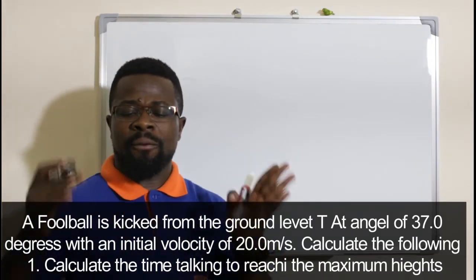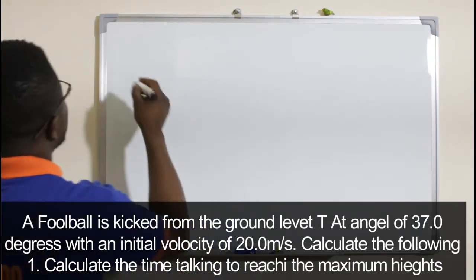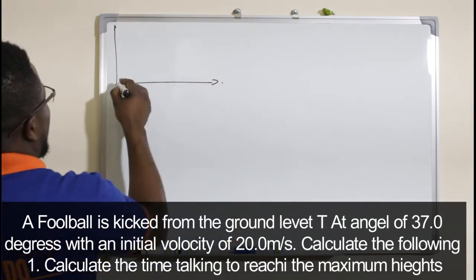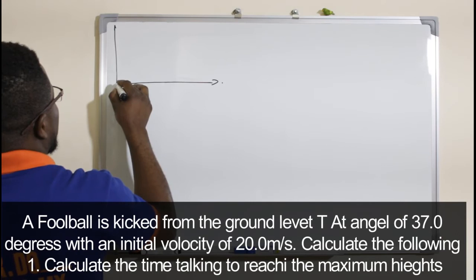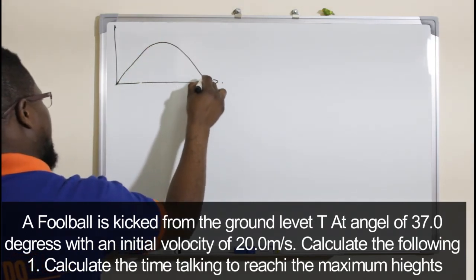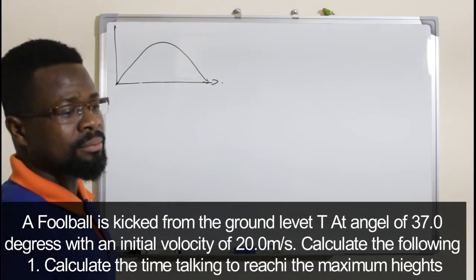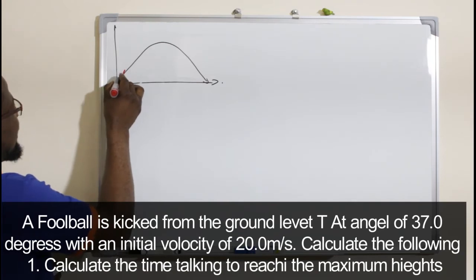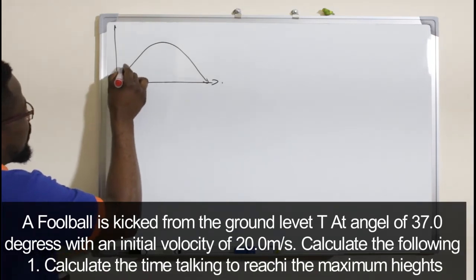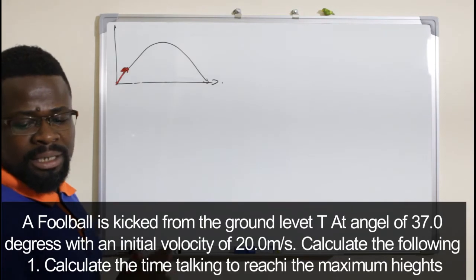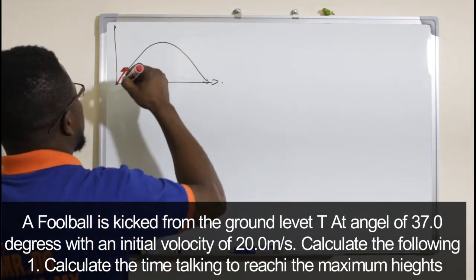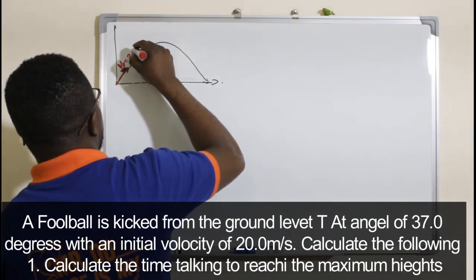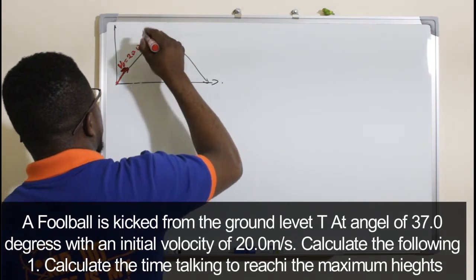The ball is kicked from a ground level. So we can see that here is what we have, and this ball is kicked from the ground level, and the ball goes up and then returns back to the ground like that. So this is what we have, and we can see that there is an initial velocity that was given, and that initial velocity is given to be 20 meters per second. So our V naught is 20.0 meters per second.